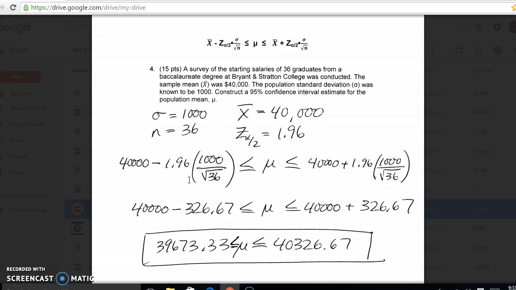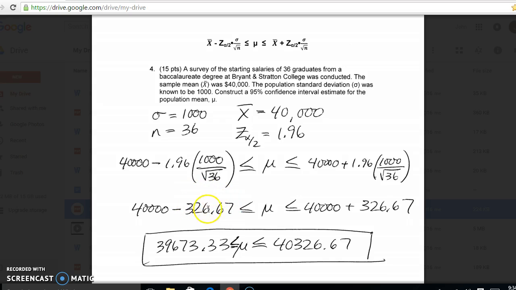So the first thing you want to do is do this multiplication, 1.96 times the 1,000, and then you're going to take that quantity that you get from the multiplication, you're going to divide it by the square root of 36. The square root of 36 is 6. You need to use your calculator to make sure you know how to do that calculation. You should end up with 326.67 when we round it at the hundredths place.